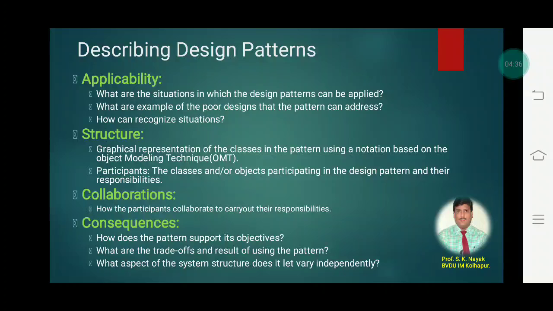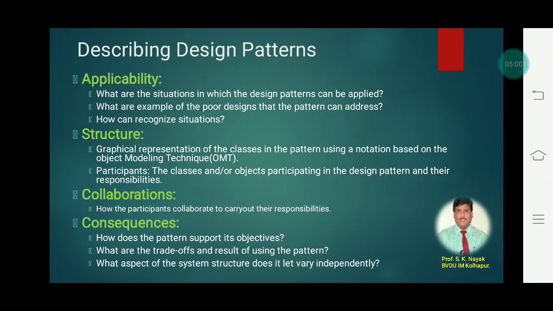Then we'll have the next part, consequences. How does the pattern support its objectives? That means each and every design pattern has some objectives, and how it supports those objectives is its consequences. What are the trade-offs and results of using the design pattern? Now we have to reach the result end. How can we get a result?